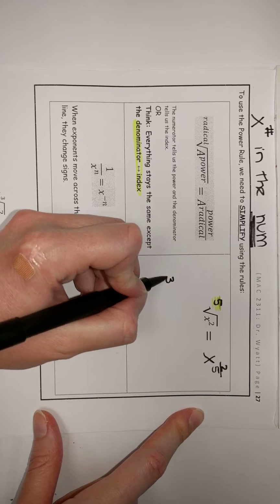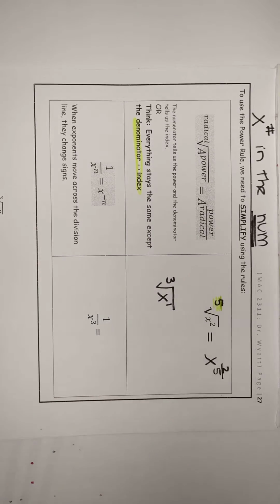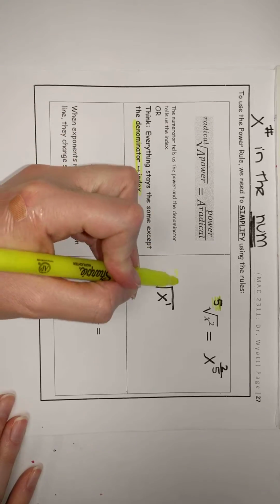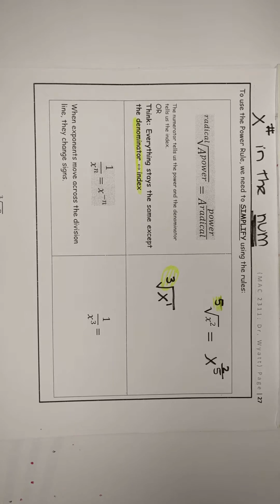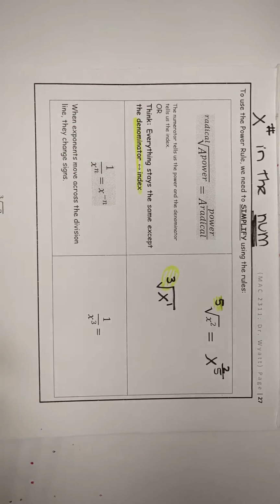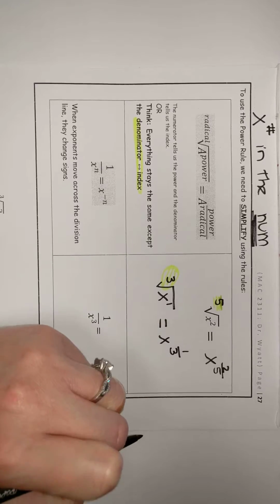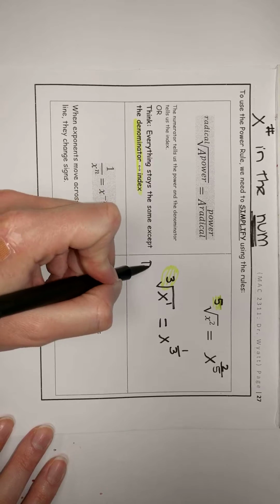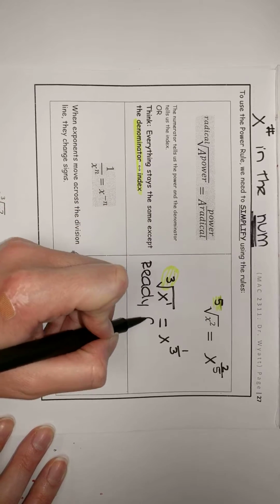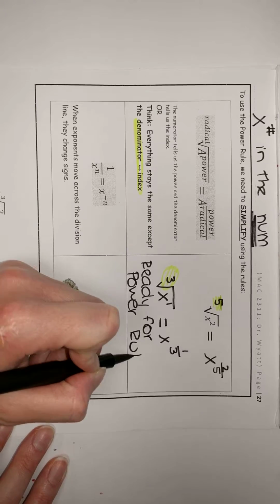So similarly, if you had, for example, the cube root of x, it's raised understood to the first. Everything is going to stay the same except for this index of 3, and that will become your denominator in the rewritten form. So this will be x to the first over 3. And the beauty of this is once you use this rule, then you are ready for the power rule, because now you have x to a power.